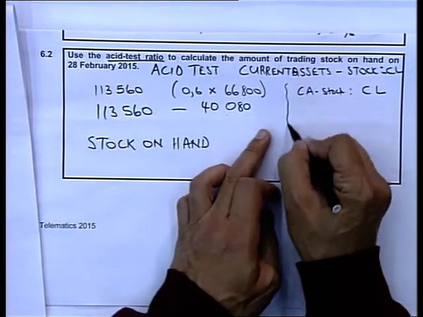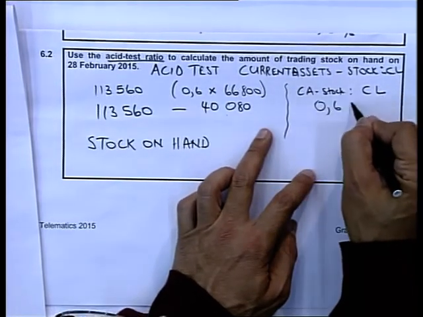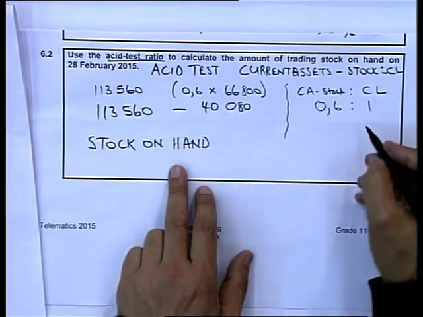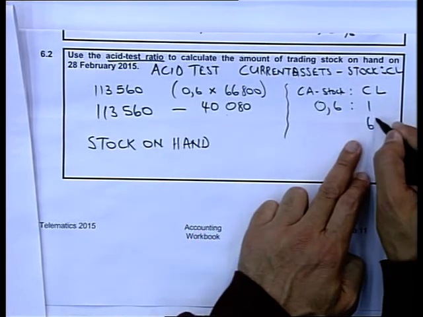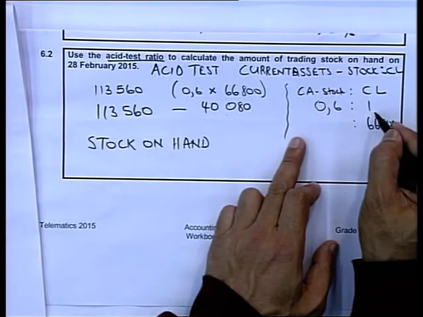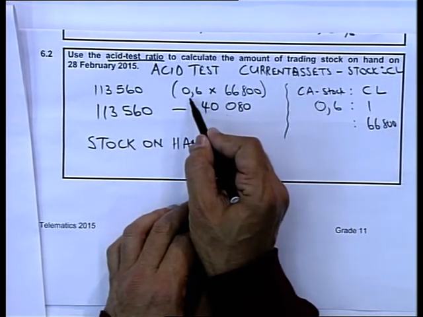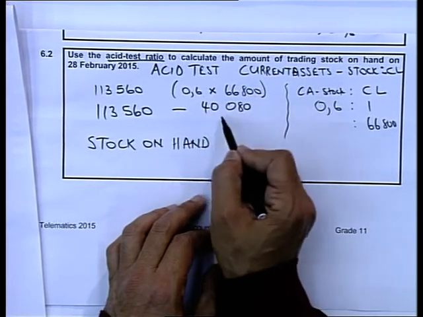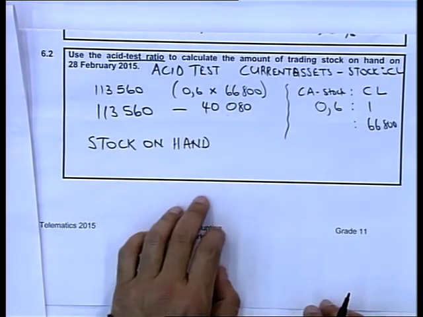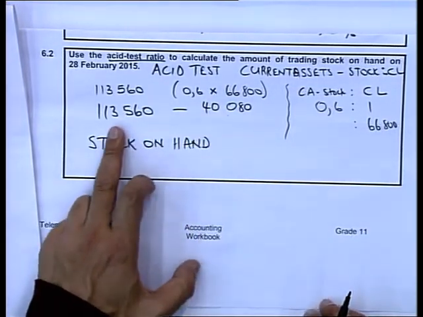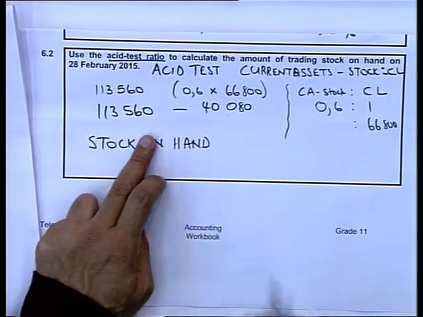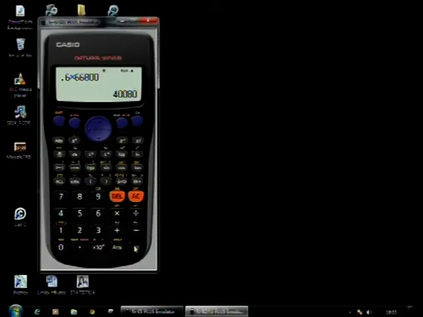So that answer is 0.6:1. Okay? But we have the current liabilities. So the current liabilities is 66,800. So this part is less than 1. That is why we had to multiply with 0.6 times that to get this figure over here. If it was more, then you still have to multiply. So all we have to do to get the stock on hand now is take 113,560 and minus 40,080.